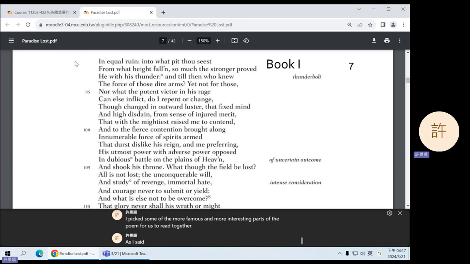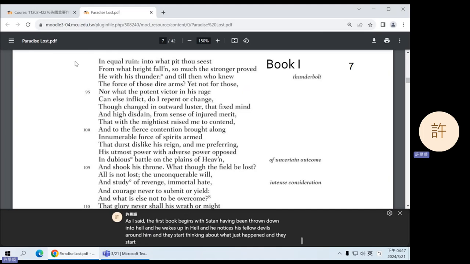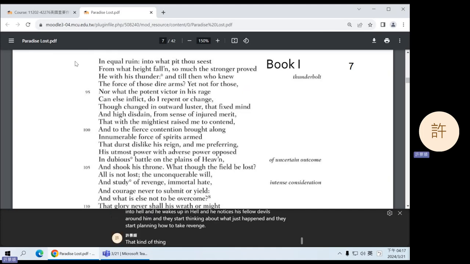As I said, the first book begins with Satan having been thrown down into hell, and he wakes up in hell and he notices his fellow devils around him. They start thinking about what just happened, and they start planning how to take revenge, that kind of thing. One thing about this beginning is that it makes Satan look like the protagonist.